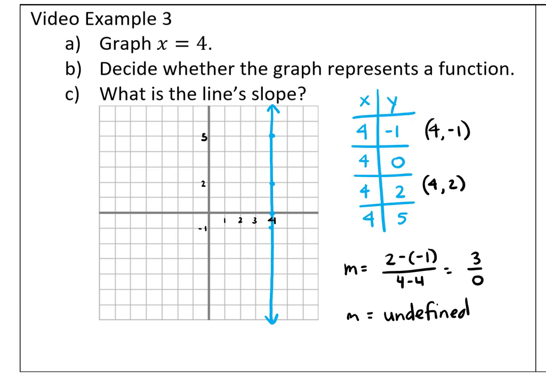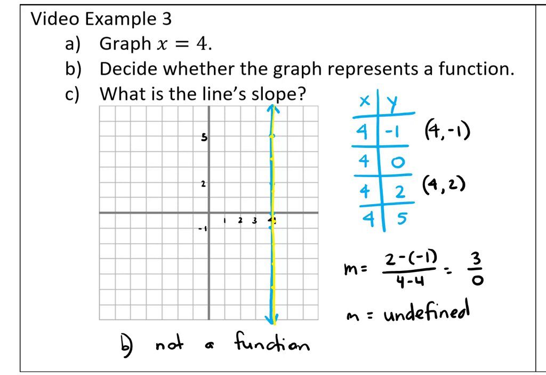Now let's go back and decide whether this graph represents a function. Remember, we did the vertical line test, and when I do this vertical line test, this vertical line basically intersects this graph everywhere. More than once, definitely more than once. So this is not a function.